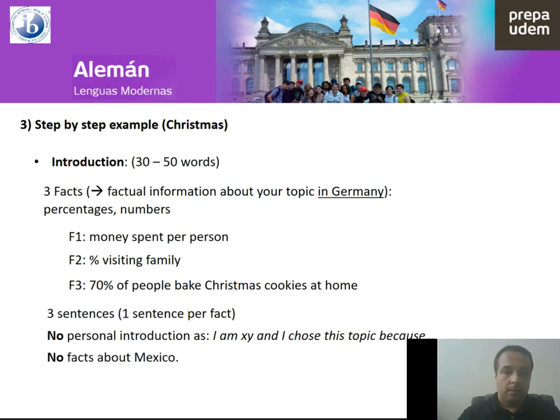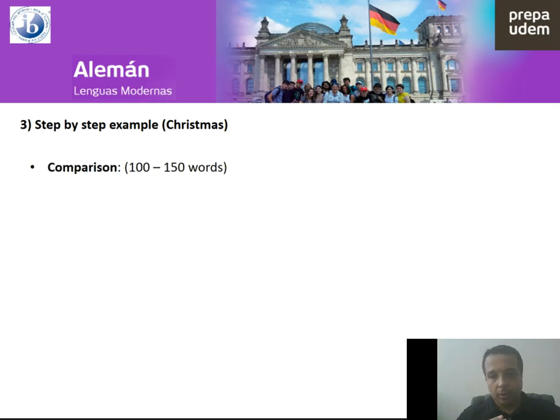Then, don't write any facts about Mexico. The rubric says clearly that you need to say only facts about Germany. So don't tell me how many people visit their family in Mexico. Don't say how much a Mexican spent at Christmas, yeah, for presents. Only facts about Germany. That's very important. Then let's go to the comparison.